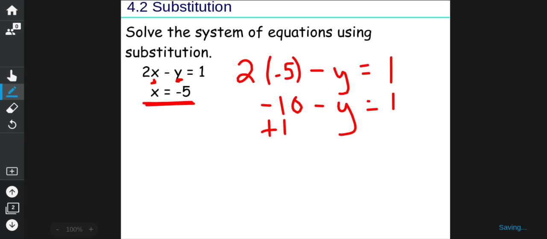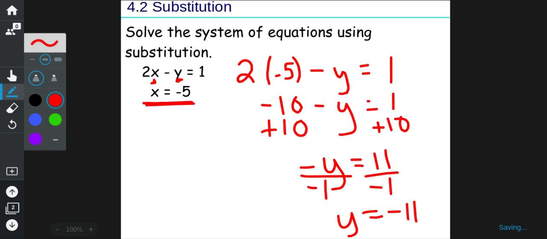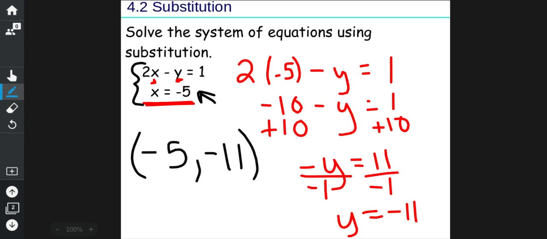I'm going to add 10 to both sides. And I get -y equals 11. Then I have to divide by -1 because I don't want -y. I want y. Y equals -11. So for my answer, I need an x. Well, they told me that x was -5. That one was already done for me. And I need a y. So the point (-5, -11) is where these two lines cross each other.